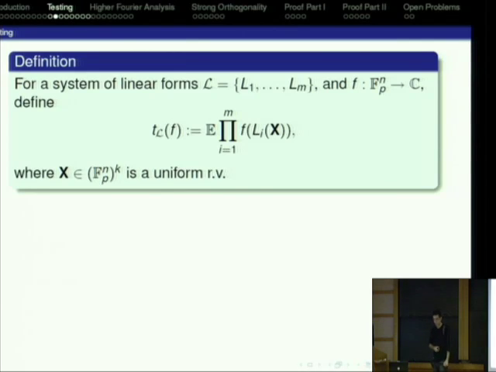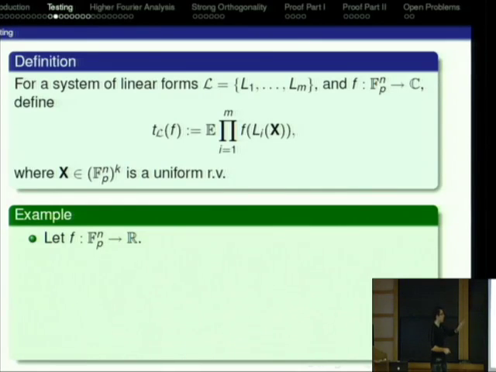Now, consider a system of linear forms L_1 to L_m and a function f from F_p^n to C. We define the average T_L of f to be the following. It's the expected value of the product, i goes from 1 to m, of f of L_i of this vector x. And x is a uniform random variable in this space. So we pick these x's uniformly at random, we look at the value of the linear forms over them, we take the product and the expected value.